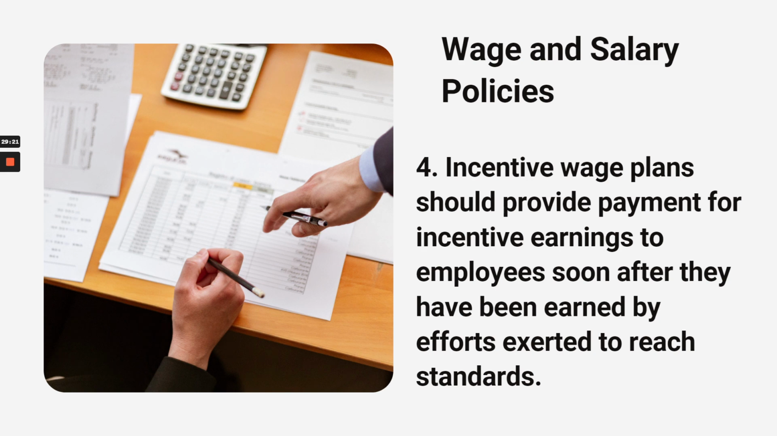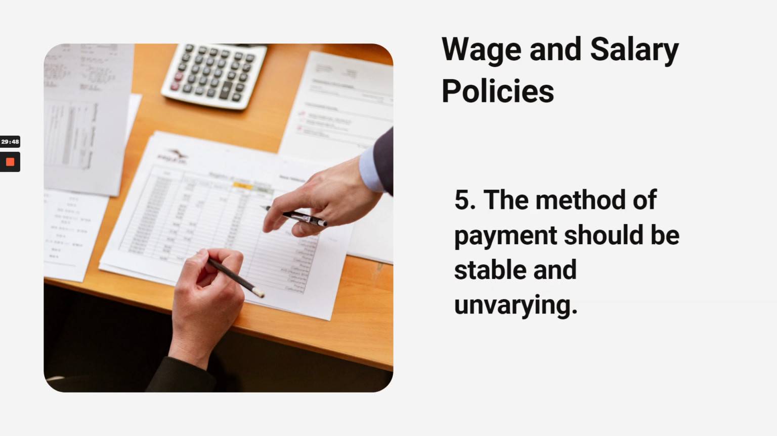In this way, the reward, or the penalty if there is one, should be fixed in their minds in relationship to their work. So they will know that if they do good, they will be paid with the incentive. If they do not, then they will be penalized. There will be penalties, right? Lastly, the method of payment should be stable and unvarying.